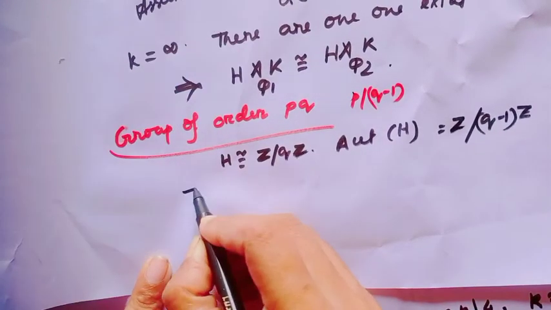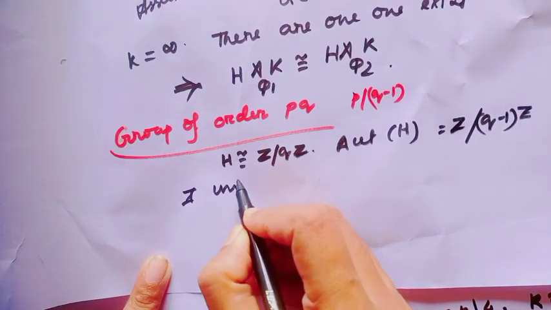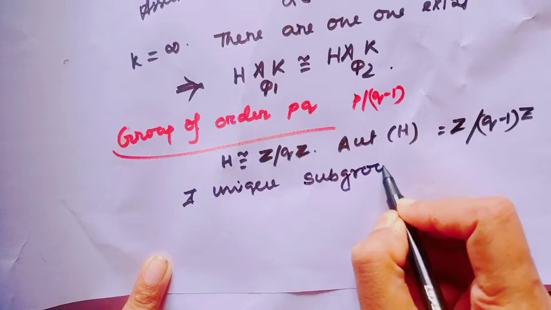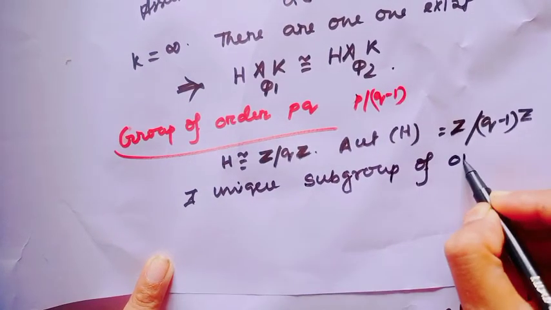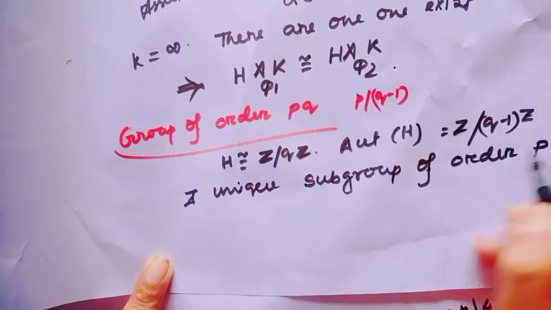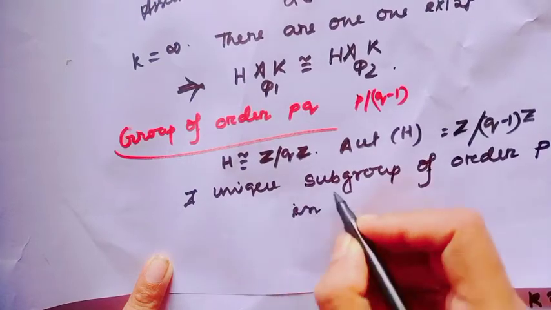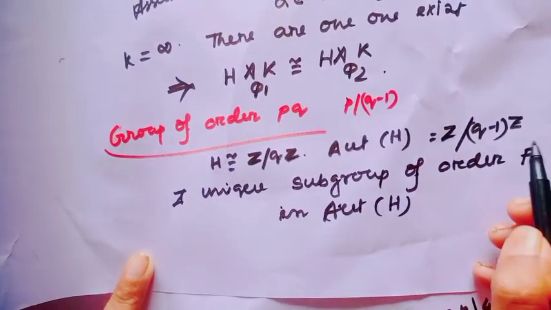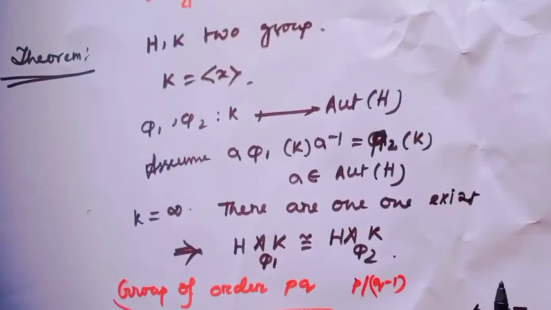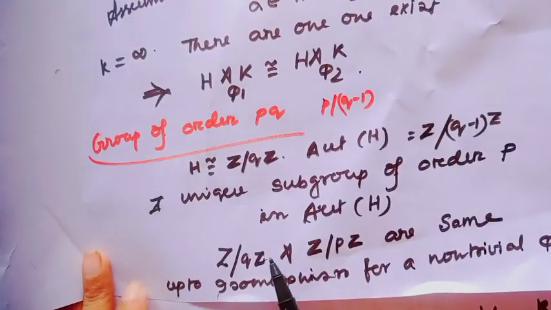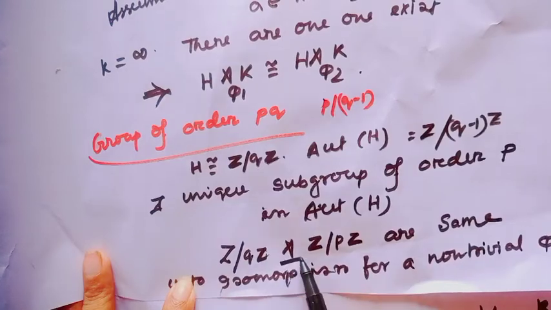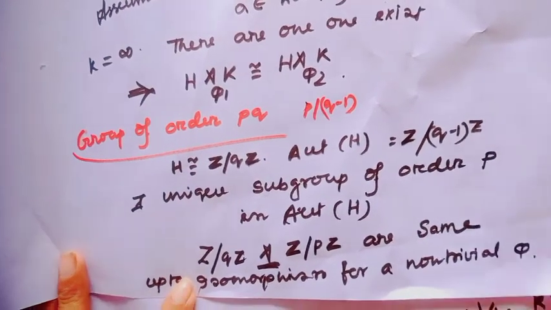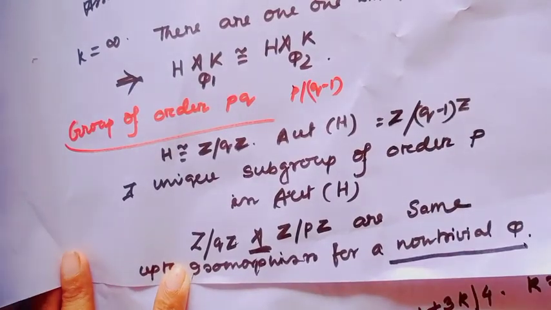Then there exists a unique subgroup of order P in the automorphism group of S, because this is the cyclic group. Therefore, by this theorem, we can tell easily that Z mod QZ semi-direct product Z mod PZ are the same up to isomorphism for a non-trivial homomorphism phi.